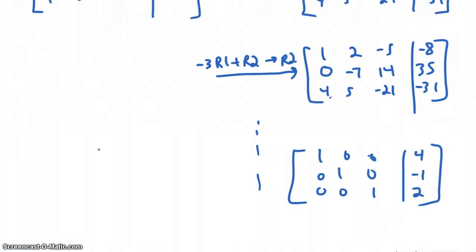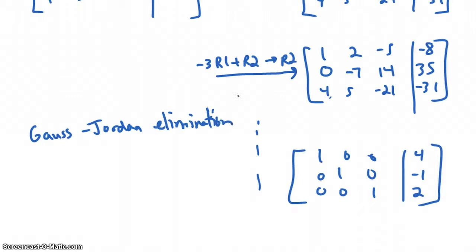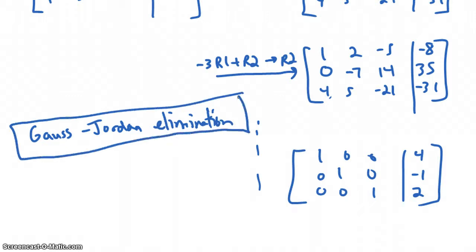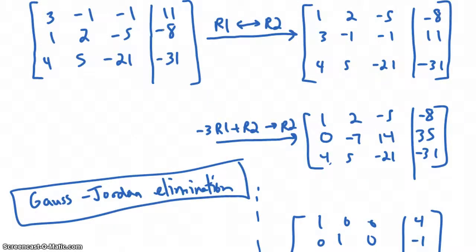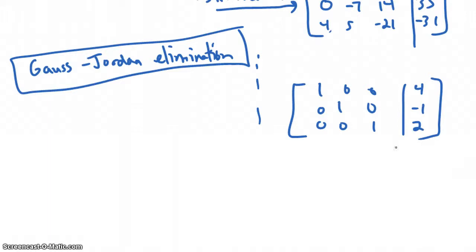By the way, this whole process is called Gauss-Jordan elimination, named after two mathematicians, Gauss and Jordan. It's where you solve a system using matrices. You begin with the augmented matrix, and you get the final answer here in reduced row echelon form.